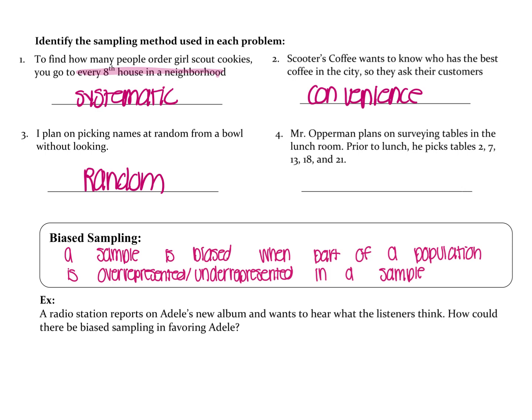It says Mr. Opperman plans on surveying tables in the lunchroom. Prior to lunch, he picks tables 2, 7, 13, 18, and 24. This would be an example of a cluster survey.